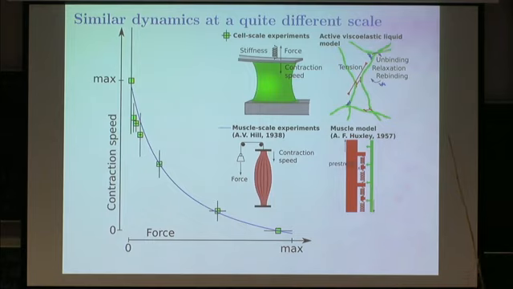So if I'm trying to have it flow, this won't work if I'm in the elastic regime. So for short times, my material will react elastically.